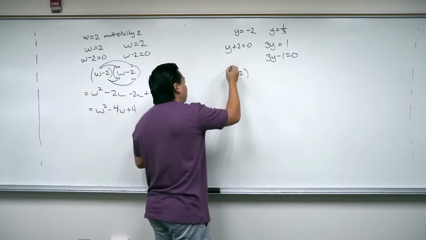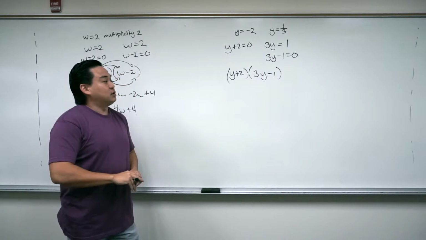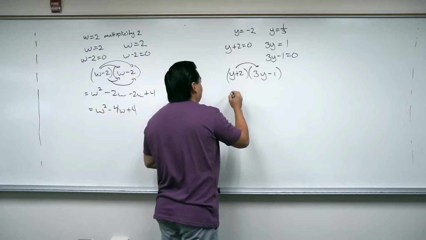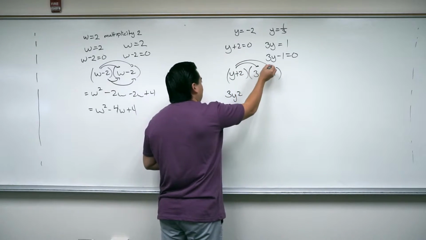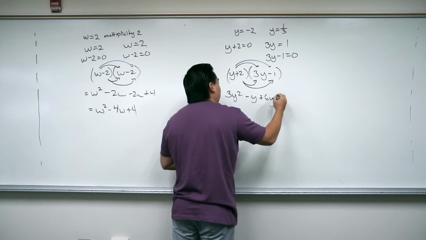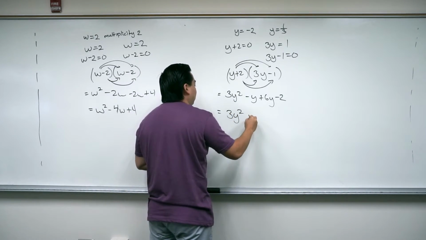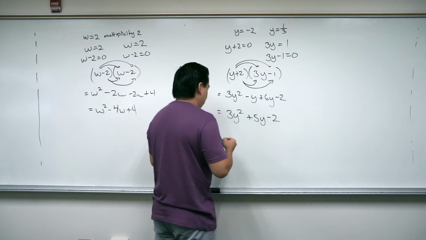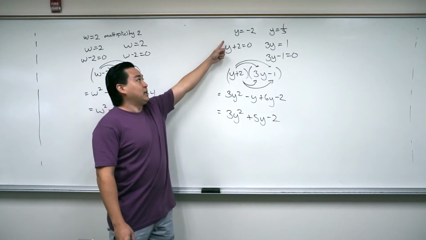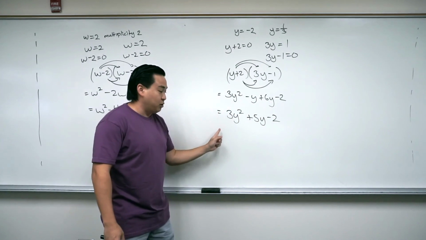So y plus 2, 3y minus 1, right? They become factors. So take the factors, distribute it so that you can get the standard form of the polynomial. So this is 3y squared minus y plus 6y minus 2. And then combine like terms. 3y squared plus 5y minus 2. So this right here is the polynomial when you plug in y equals minus 2 or y equals 1 over 3. This polynomial will equal 0.